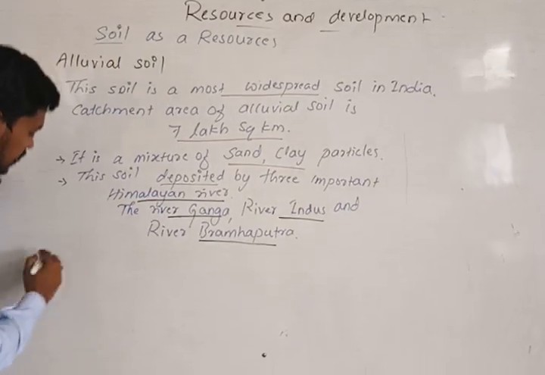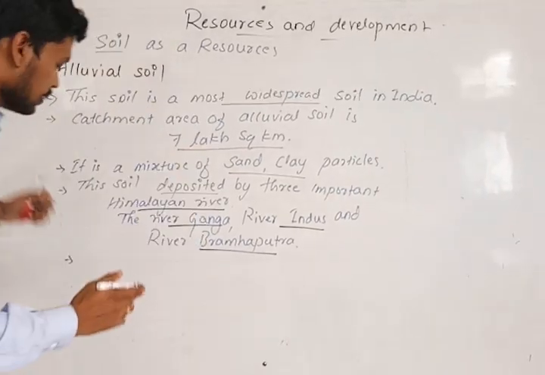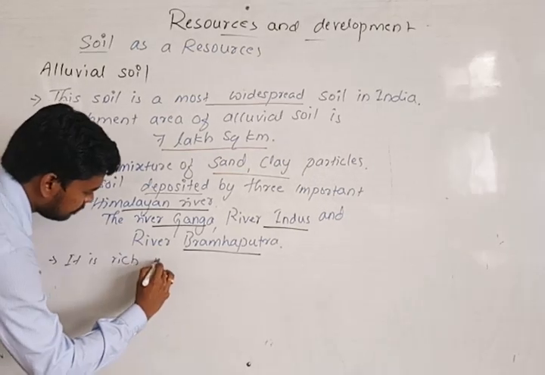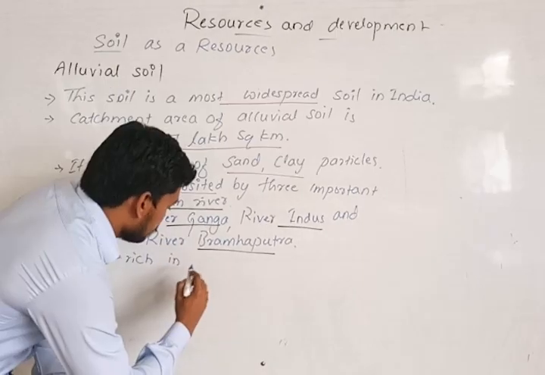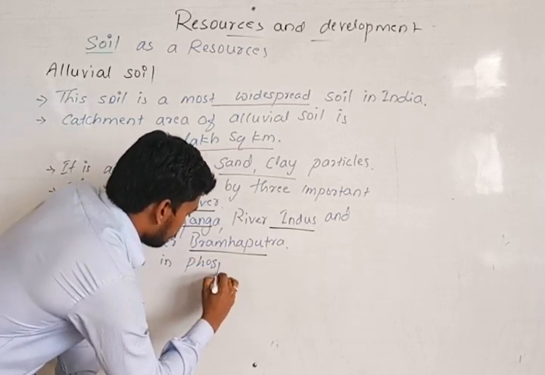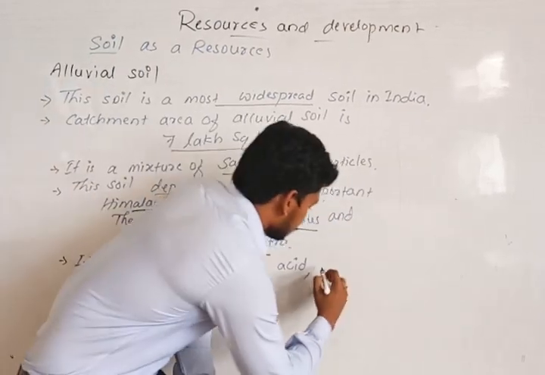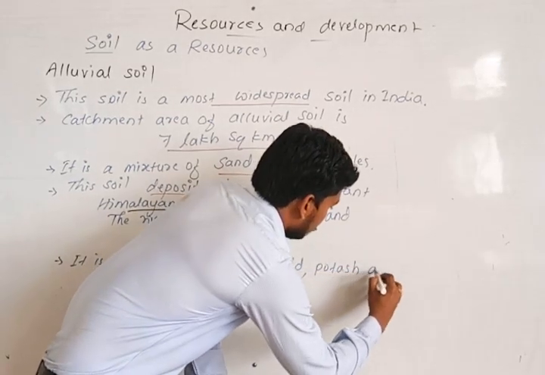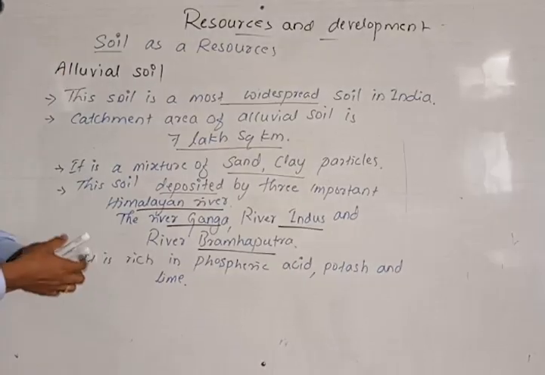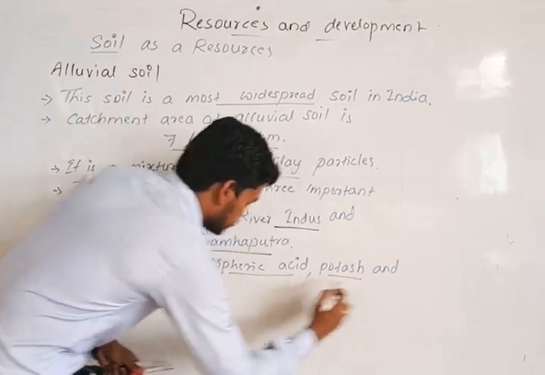If we discuss the chemical composition, this alluvial soil is rich in phosphoric acid, potash and lime. These are the chemical components.